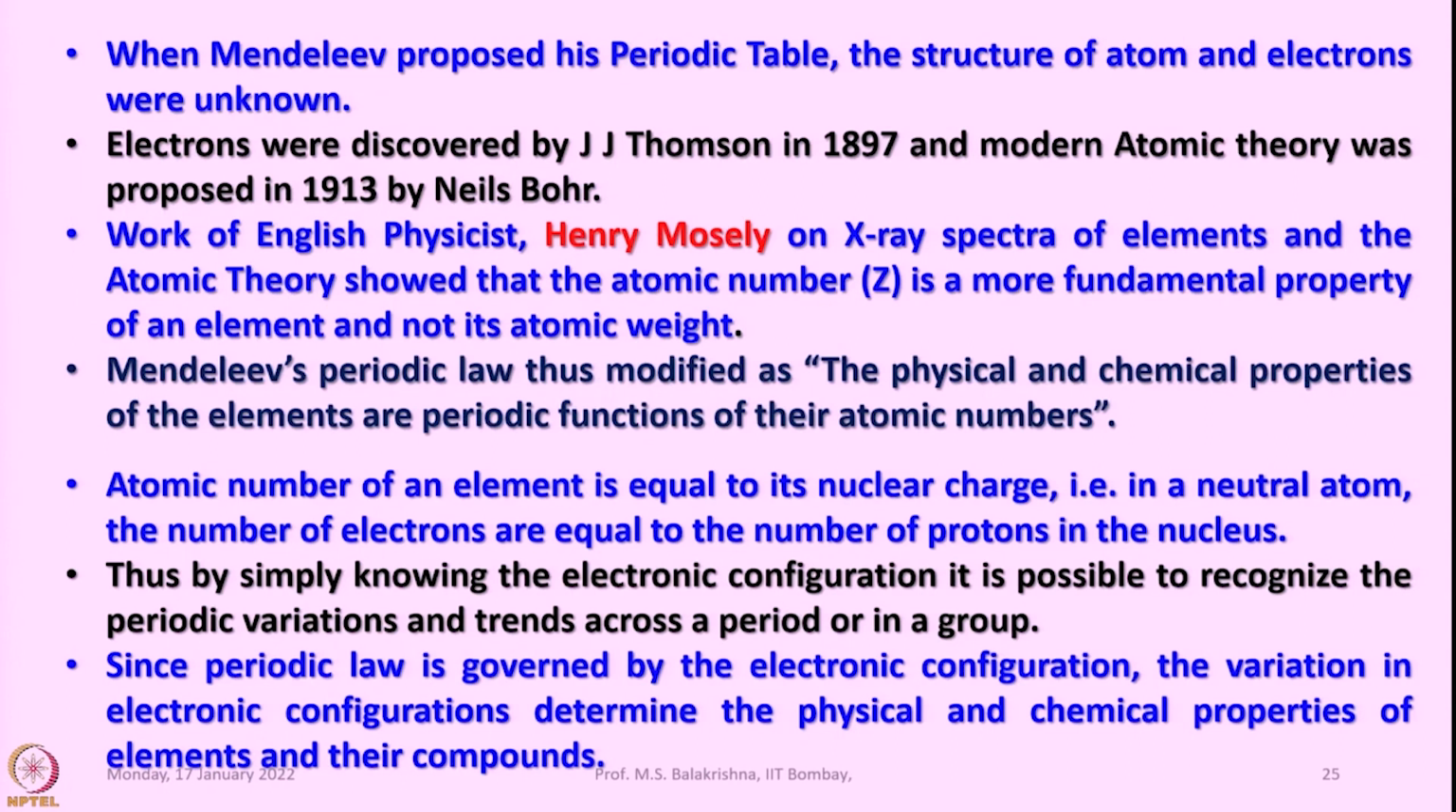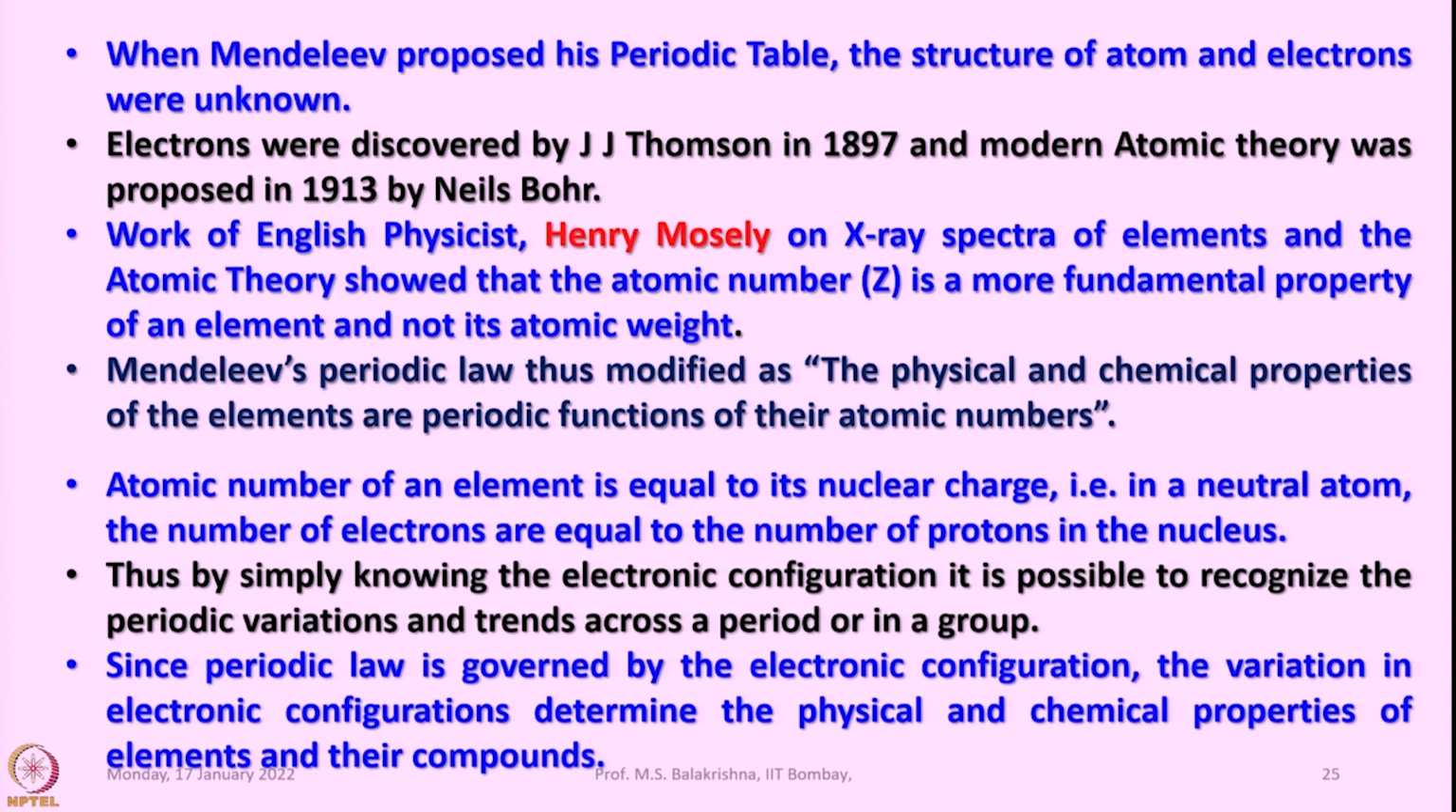So, when Mendeleev proposed his periodic table, the structure of atoms and electrons were unknown. In fact, at the same time Werner also proposed his coordination theory, and in 1893 electrons were not known, even the concept of atomic theory was not known, and I shall tell you more elaborately about Werner as this course progresses.